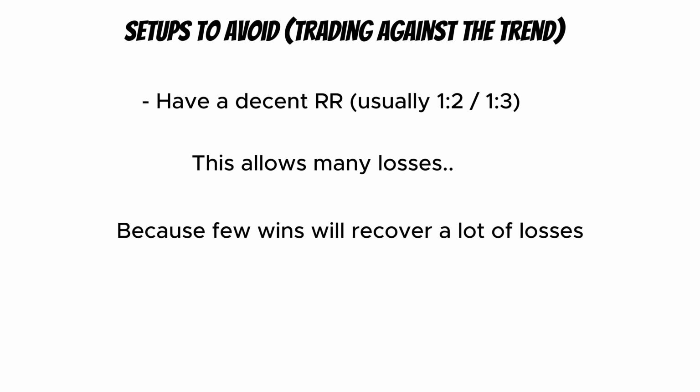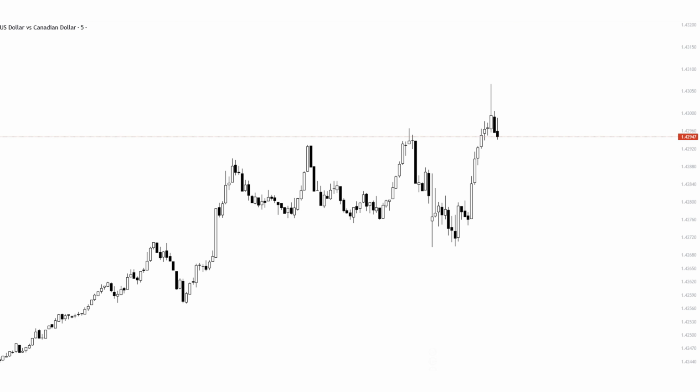However, that's completely fine, as long as we control the risk to reward ratio. With just a 1 to 2 or 1 to 3 risk to reward, we only need a few wins to cover many losses. So the first example on a real chart: initially we see that this market was moving straight up.